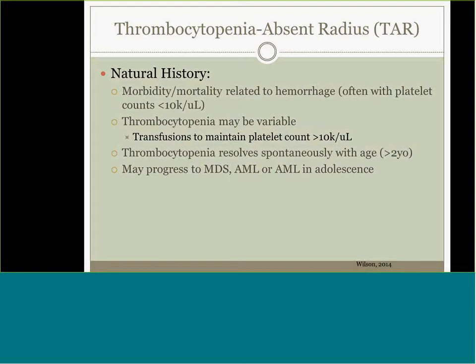The nice thing about them is typically they get better. They tend to bleed in the neonatal period with platelet counts less than 10, so transfuse when the count is less than 10. And typically it resolves around 2 years of age. The thrombocytopenia is variable, but it may progress, unfortunately, to MDS, ALL, or AML in adolescents. Again, typically in later adulthood, their problems are more orthopedic in nature.